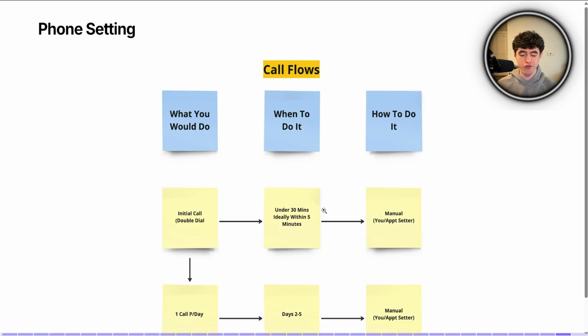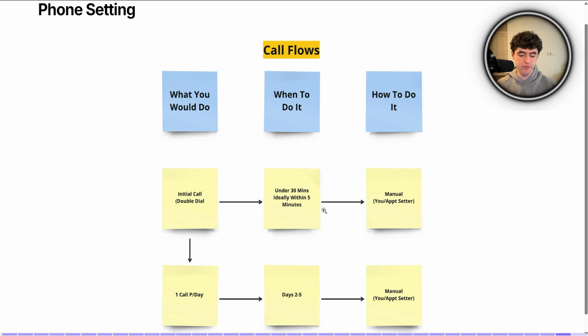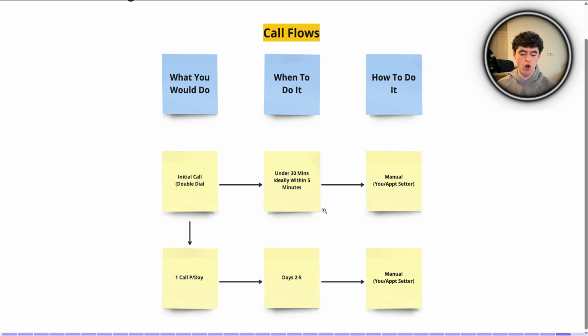So we also have phone setting. It's important to understand that immediately when a lead comes in, you're going to want to initially call them and double dial them just to make sure. This is going to be typically under 30 minutes and ideally within 5 minutes of the lead coming in. Either you can do this, or if you have an appointment setter, you want them to do this. Essentially, the structure is going to be 1 call per day for the first 5 days. And then after that, you can start spacing it out a little bit more.